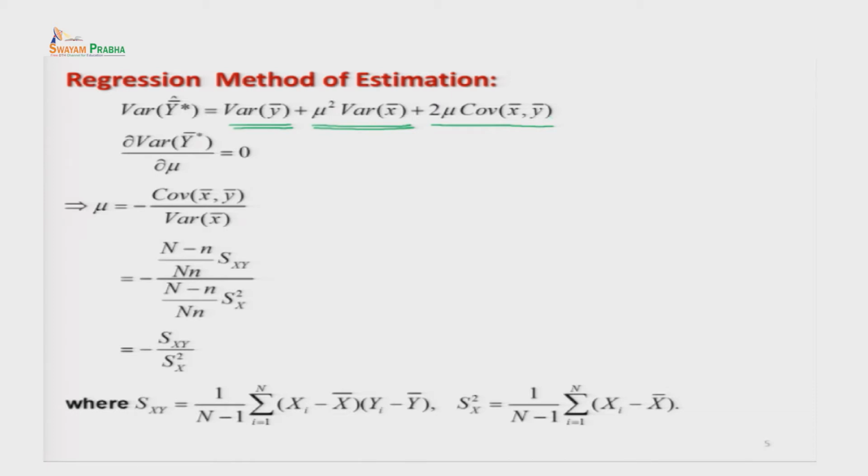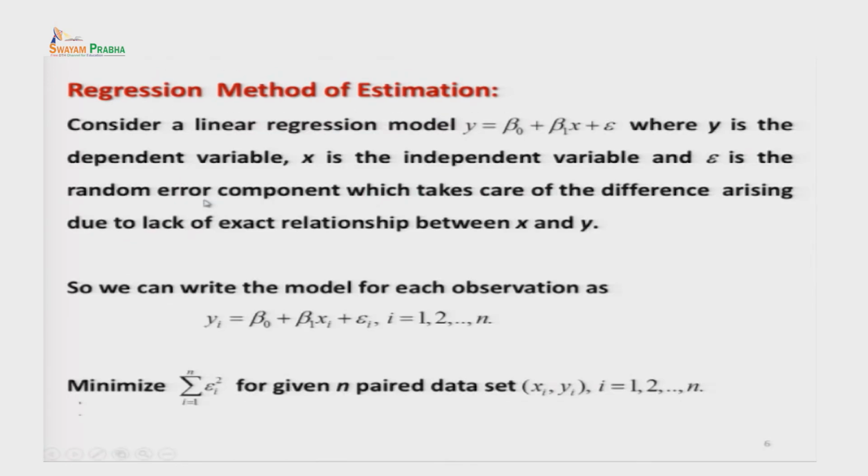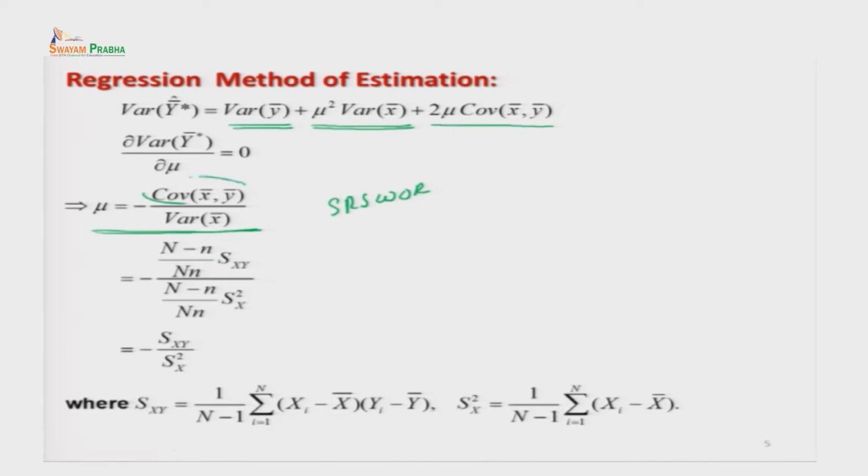Now if I differentiate this equation with respect to mu and put it equal to 0, essentially you are using the principle of maxima and minima. Then the value of mu comes out to be minus the covariance between x bar and y bar divided by the variance of small x bar. Since you have used simple random sampling without replacement, you know the expressions for this covariance and variance. So I substitute these values here.